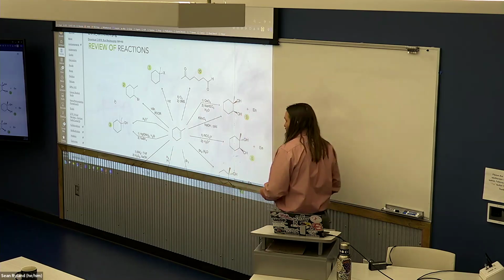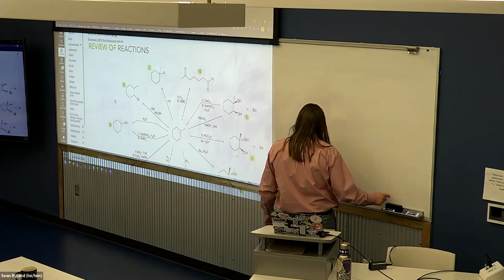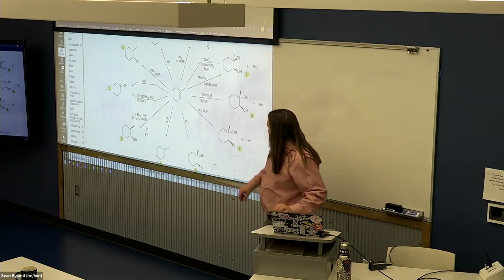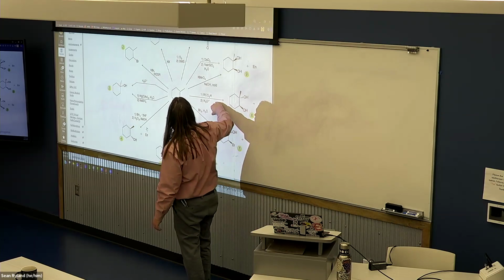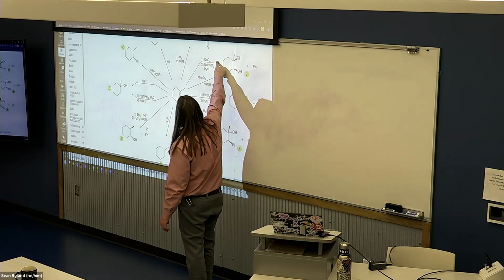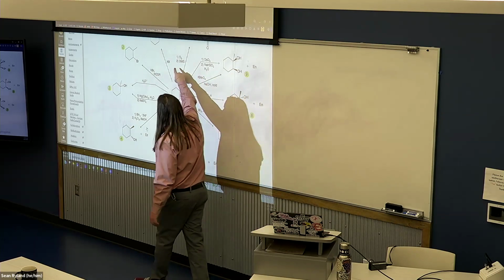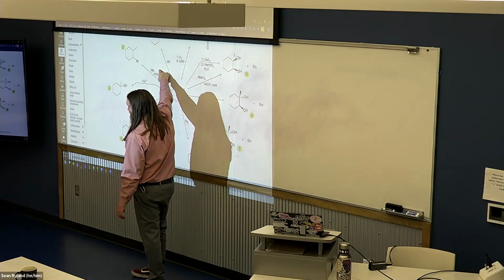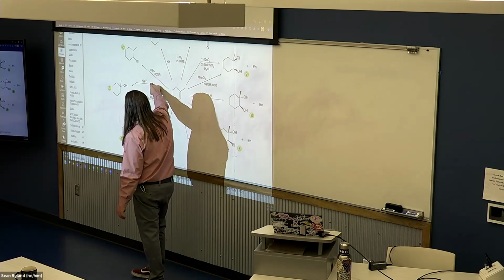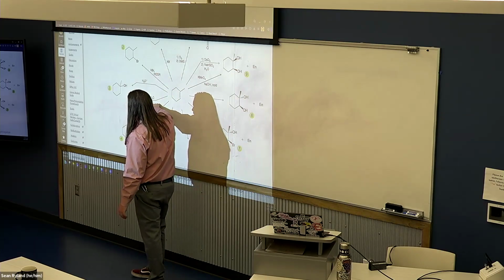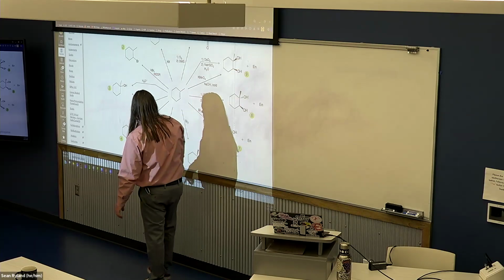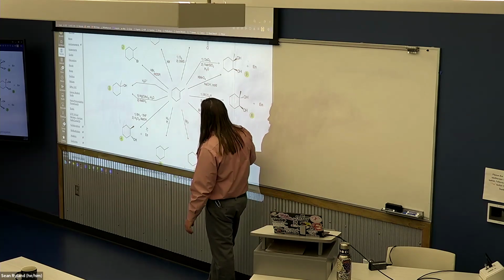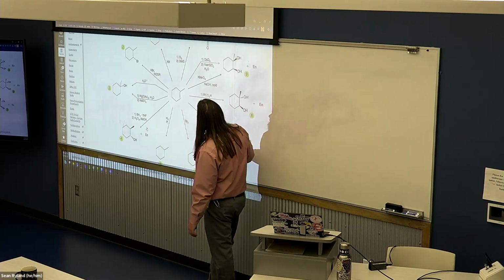Even that gets a little messy, as we're seeing from chapter 8, from the alkenes. We've got dihydroxylation, we've got ozonolysis, we've got hydrohalogenation. Acid catalyzed hydration, oxymercuration, hydroboration, hydrogenation, bromination, halohydrin formation, etc.